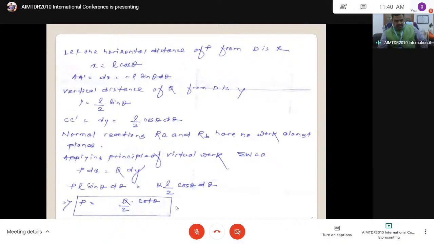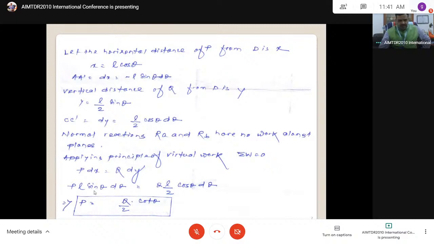From this we can get P is equal to Q by 2. This sin theta, if you move it over, the d theta will be cancelled, giving Q by 2 into cos theta. See, this is one of the values, the other can be determined. This is how the problems can be solved for different systems.